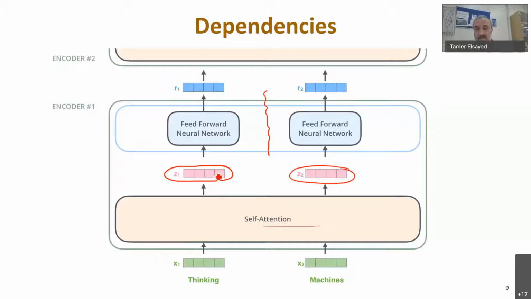Okay, is it clear now? So Z1 and Z2 can go in parallel to the next layer. Exactly. But X1 and X2, should it be one after the other, or what? No. All of them are simultaneous.